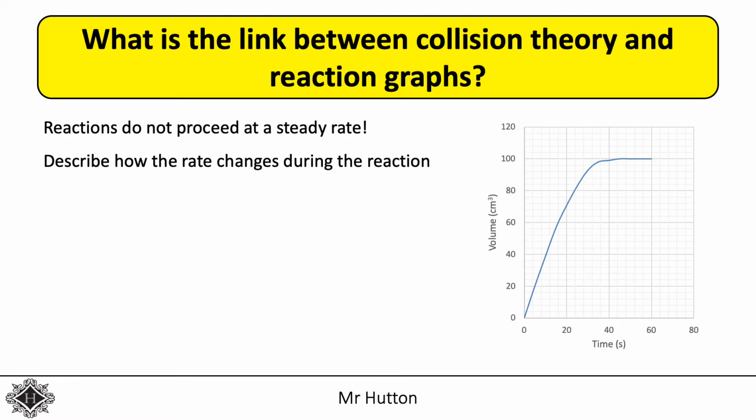So what we're going to do now, we're going to try and link the collision theory we've been talking about just there with the reaction graph from the last lesson. You might remember this from when we looked at measuring rates. So we've got the volume of gas produced on our y-axis and the time along the x-axis. So remember, rate is all about how much of something's happening in a particular time. Reactions don't go at a steady rate. If it was a steady rate, we would see a straight line going from 0, 0 up to the top right corner. It would be directly proportional if we had a steady rate.